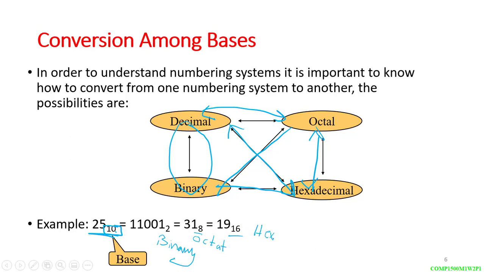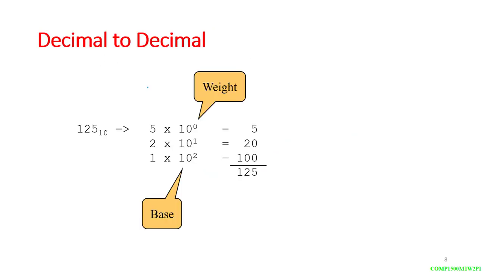Now, if we have this number, which is 125, if we go to the basics, I will put 0, 1, and 2 as the positions. And it is of base 10. So what is this number equal to? It is equal to 5 multiplied by 10 to the power 0, plus 2 multiplied by 10 to the power 1, plus 1 multiplied by 10 to the power 2.